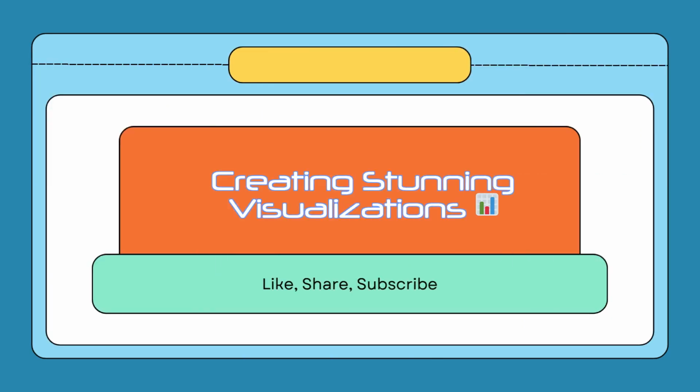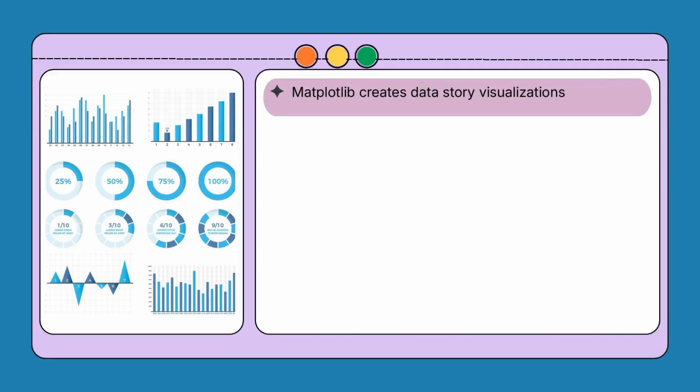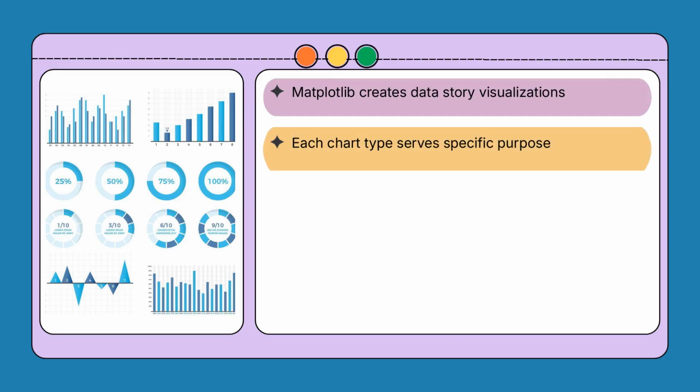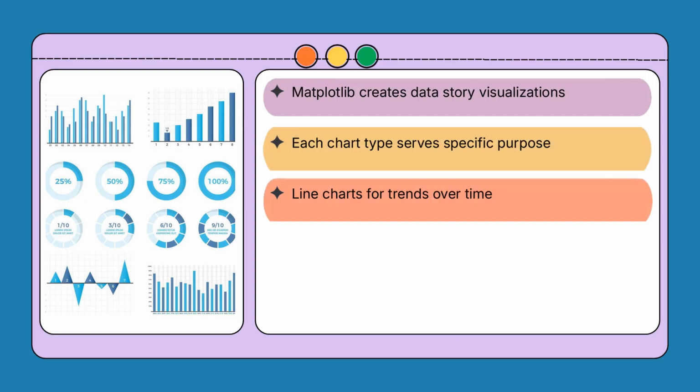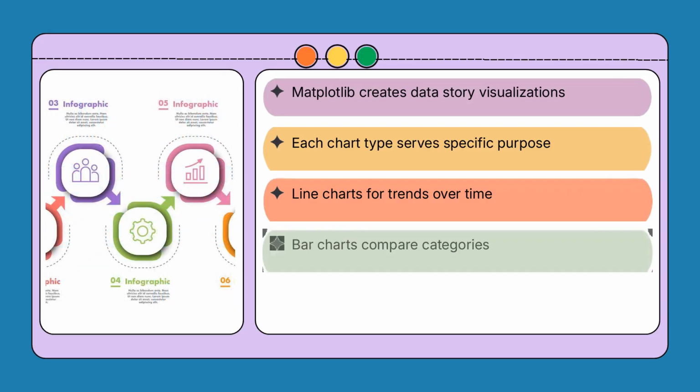Now the fun begins. Creating stunning visualizations. Matplotlib is where magic happens. We're not just making charts, we're telling stories with data. Each visualization type serves a purpose. Line charts reveal trends over time. Bar charts compare categories. Pie charts show proportions. The key is choosing the right visualization for your message.